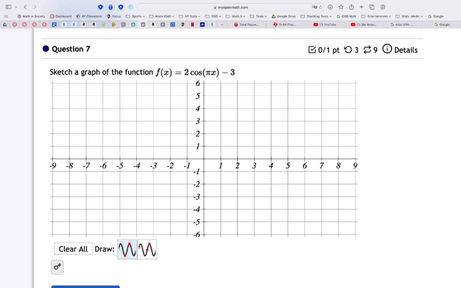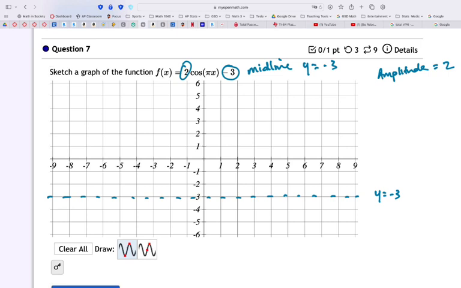Okay, question 7. Sketch a graph of the function f(x) equals 2 cosine pi x minus 3. So first things first, midline, y equals -3. So draw a dotted line across -3 because it's going to start from there, right? It's the halfway point, up above, down below. And then we need to look at this number, which is 2, and that's the amplitude, right? Amplitude is 2, so the maximum it goes up is -1, and the minimum it goes down is -5.